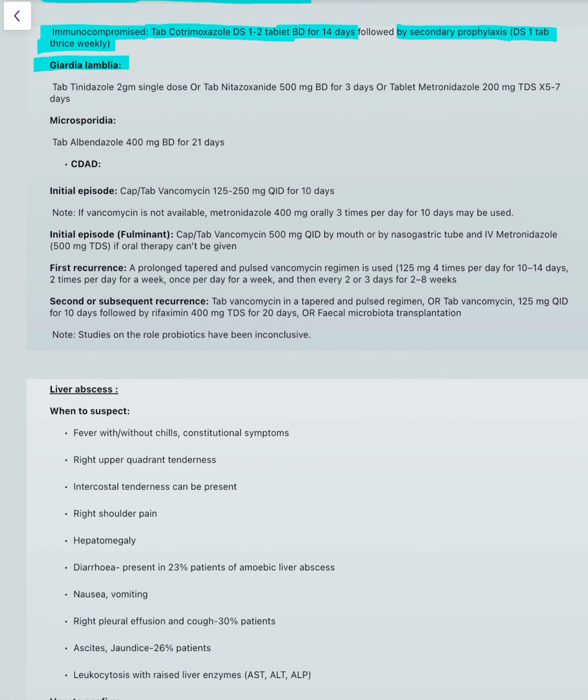Then Giardia lamblia. How do you treat it? Tablet tinidazole 2 gram single dose is enough, or tablet nitazoxanide 500 mg BD for 3 days, or metronidazole 200 mg TID for 5 to 7 days. Right. Next is microsporidia: tablet albendazole 400 mg BD for 21 days.